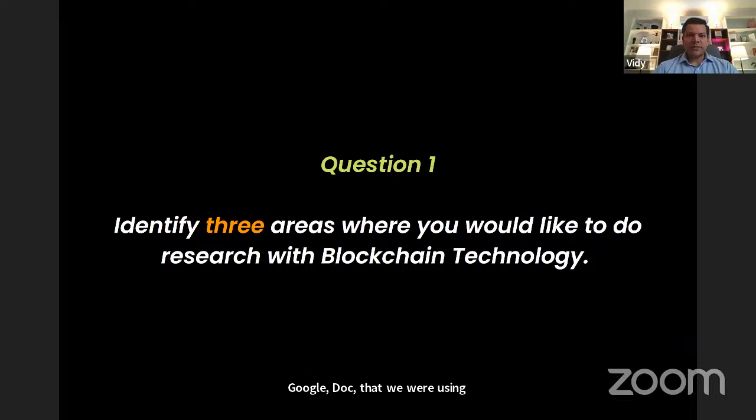So have a look at the questions. Question one is, identify 3 areas where you would like to do research with blockchain technology. Maybe the best option to do this would be to search in Google Scholar and see if there are any research areas that are appealing or interesting to you.